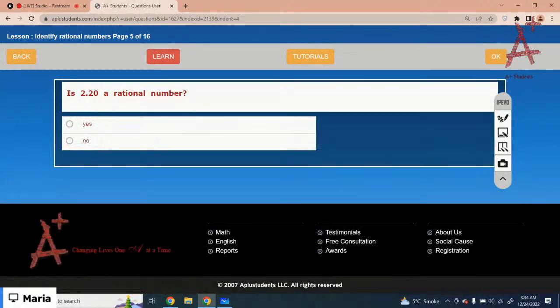Is 2.20 a rational number? Yes or no? Yes, it is a rational number. Got it? Because it is a terminating fraction. So it is a rational number. Got it?